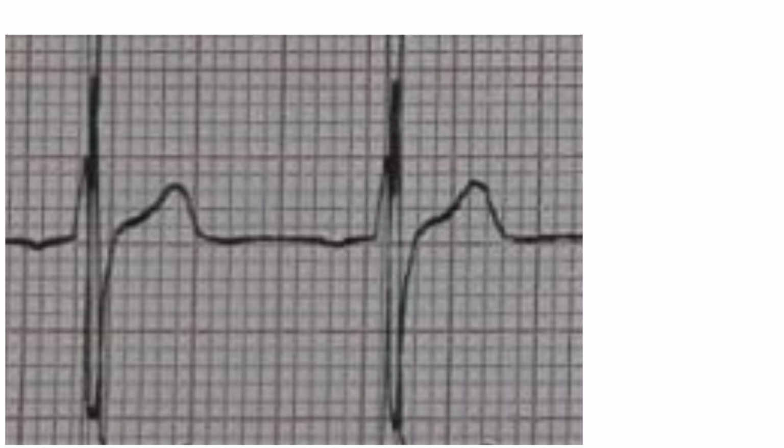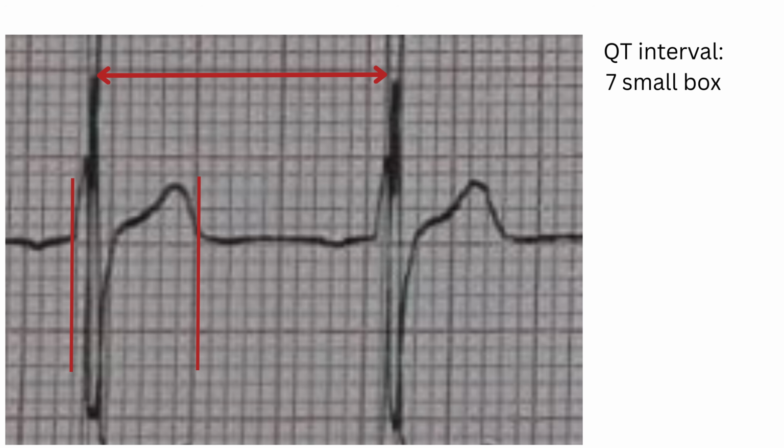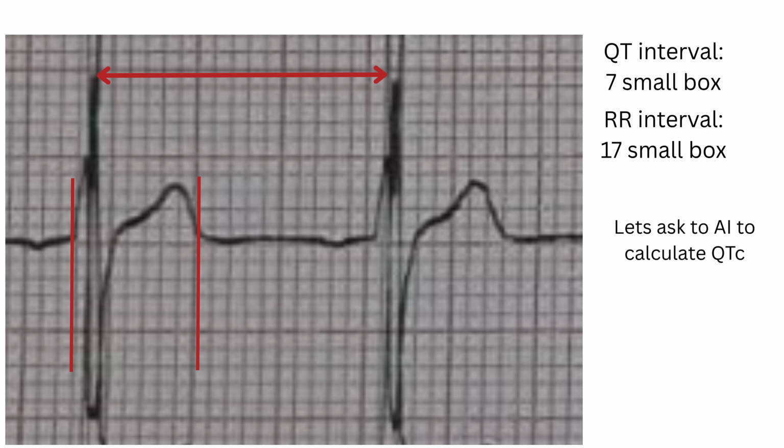Now let's measure the QT interval. The QT interval is measured from the beginning of the QRS complex to the end of the T wave. In this ECG, it measures 7 small boxes. Next, we measure the RR interval, which is 17 small boxes. Using these measurements, we can calculate the corrected QT interval, or QTc.